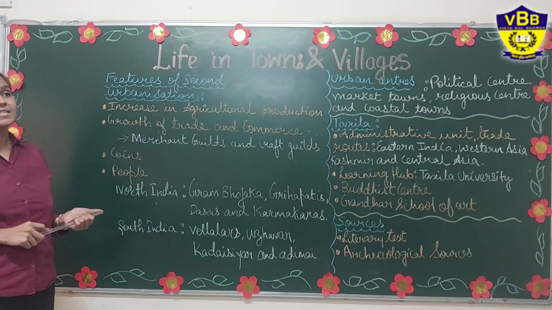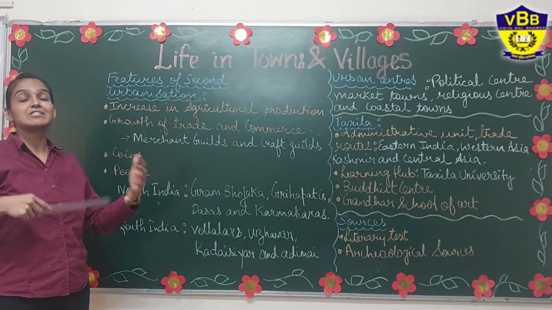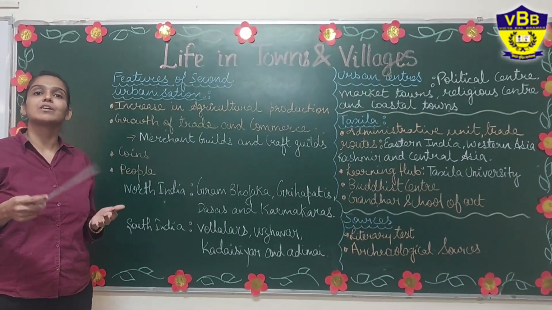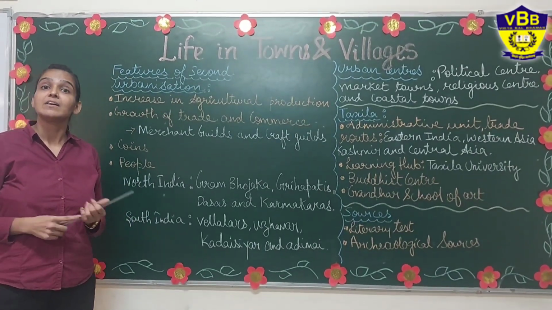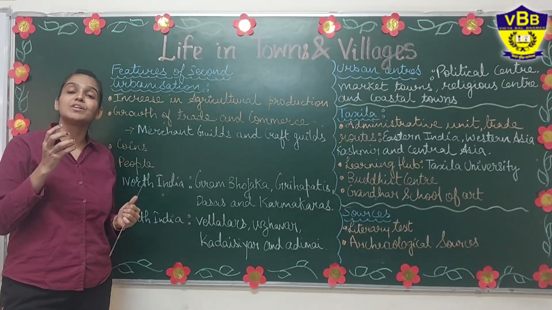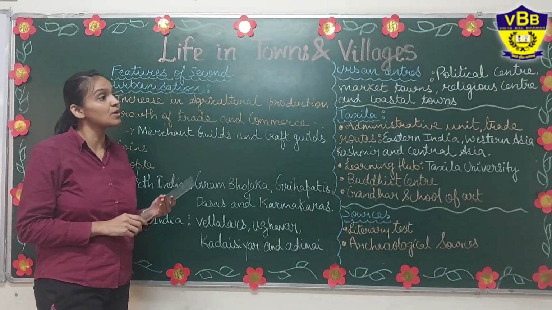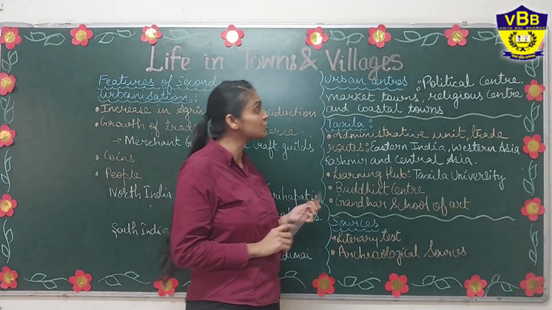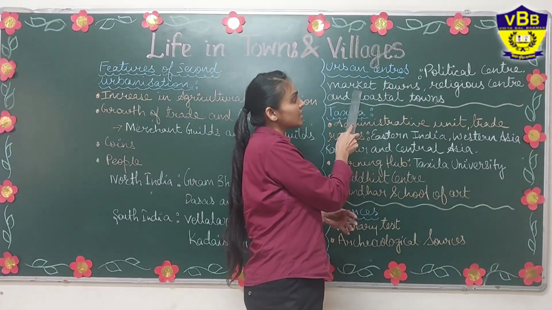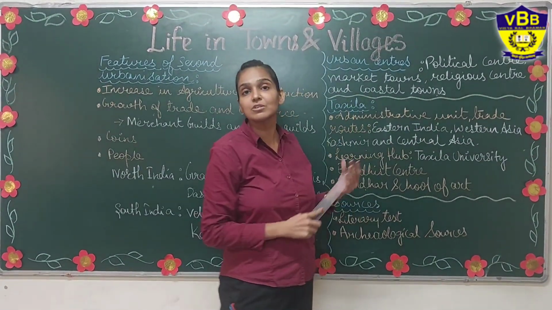Now, as we know that agriculture production increased, with this agriculture production, urban centers also developed, and all the urban centers had their unique qualities and features, and thus there were different types of urban centers depending upon their qualities and features: political centers, market towns, religious centers, and coastal towns.